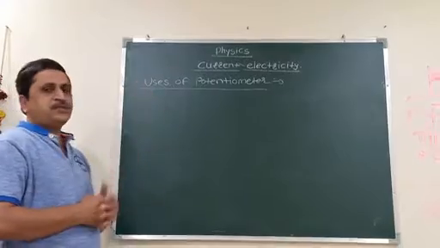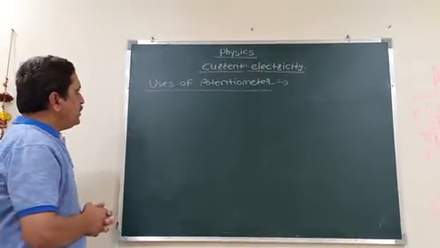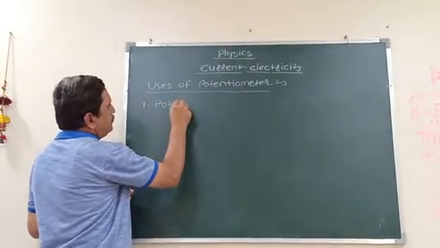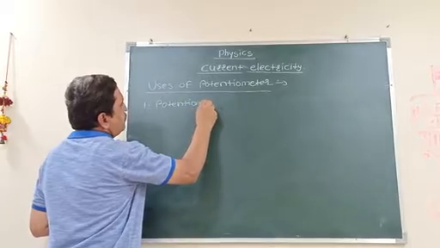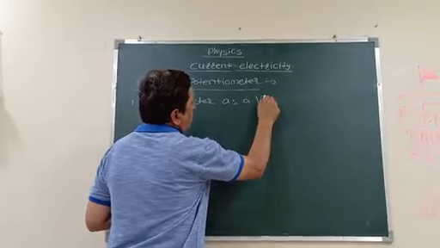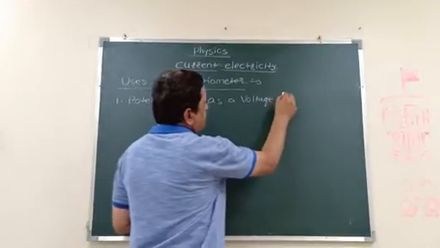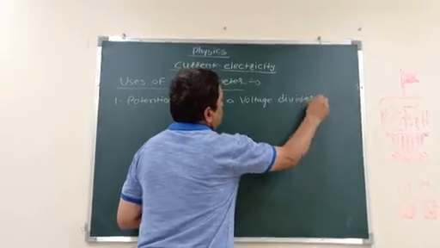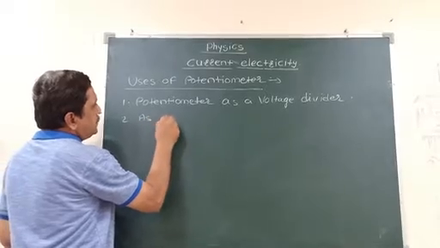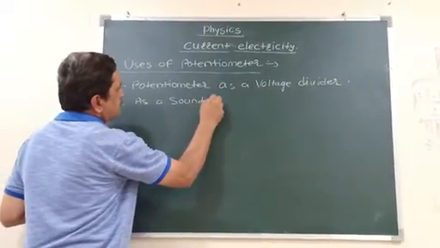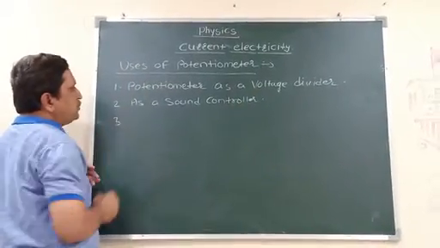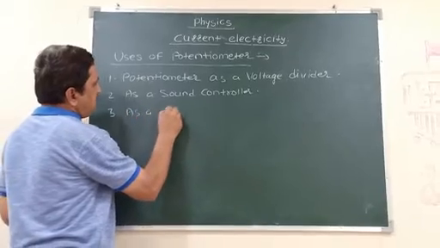Now today we are going to see some extra uses of potentiometer. Now in that case, first we state these uses. Potentiometer as a voltage divider. Second one, we can use potentiometer as a sound controller. And third one, we can use potentiometer as a sensor.